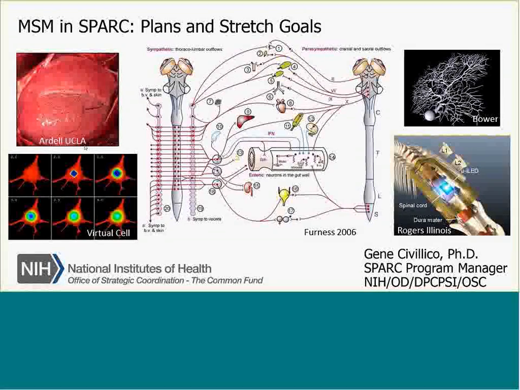You can see here a many hundreds of contacts array that has been developed at UCLA for monitoring the electrical activity across the heart. We deal eventually with cellular processes, internal cellular processes, such as you can see here in the virtual cell, and we deal with devices like this optogenetic implant that you can see here that's been developed in the Rogers Lab under Spark funding.